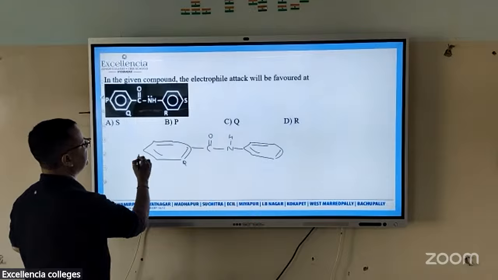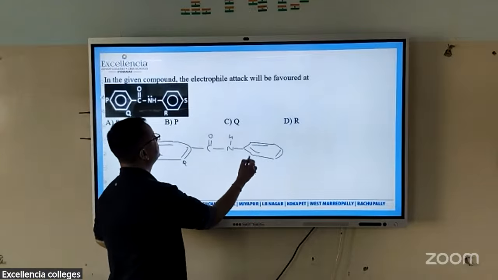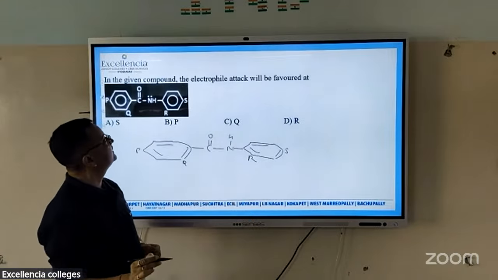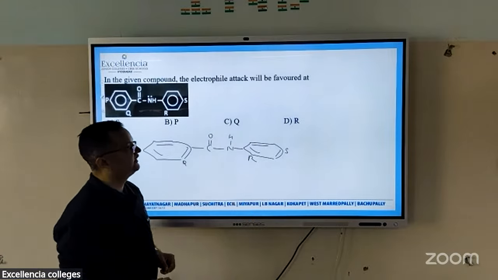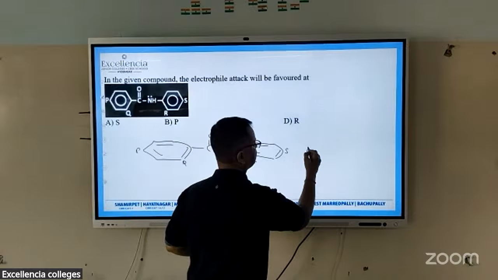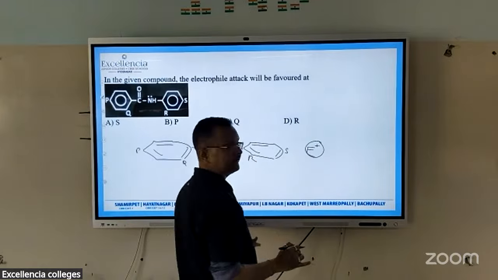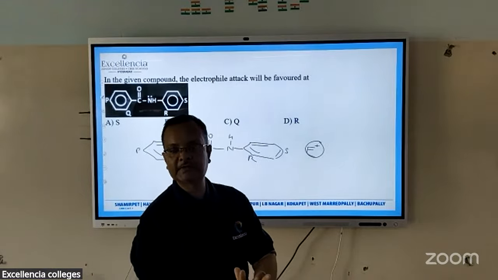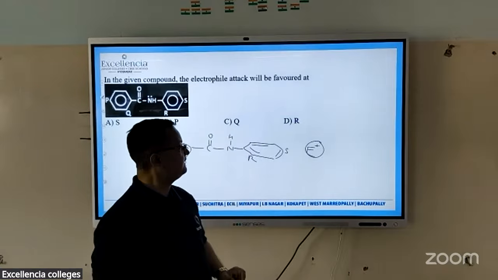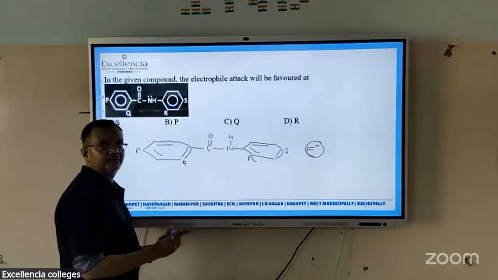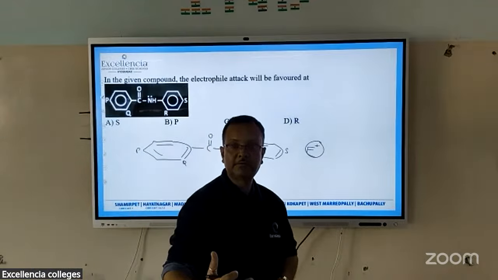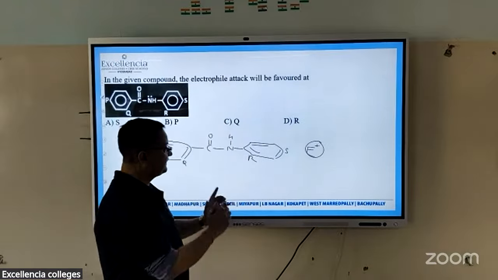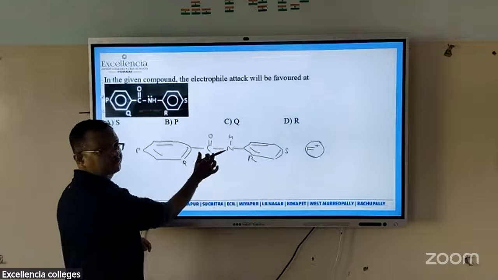And what points are given to you? R is given and S is given. So this compound is given. And the question is asking about the attack of the electrophile in the compound, electron loving. So this is a very good question here. You apply the concept. An electrophile will always attack at the electron rich side of the substrate. Now we can compare the effect of these two groups.